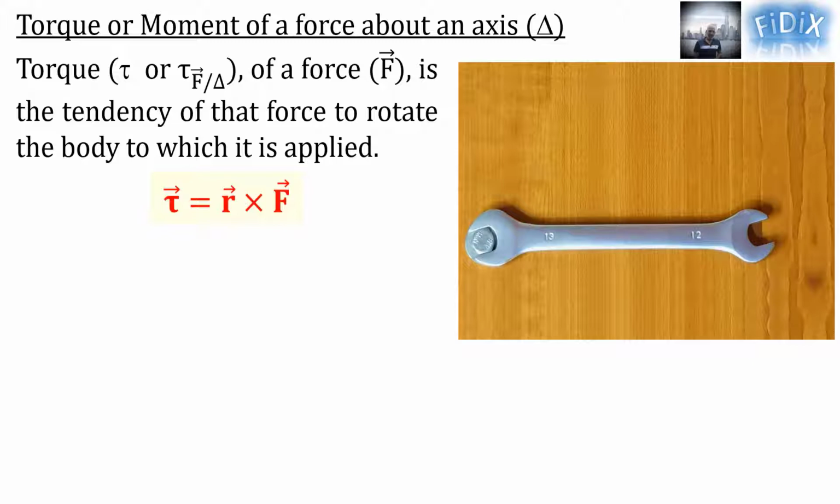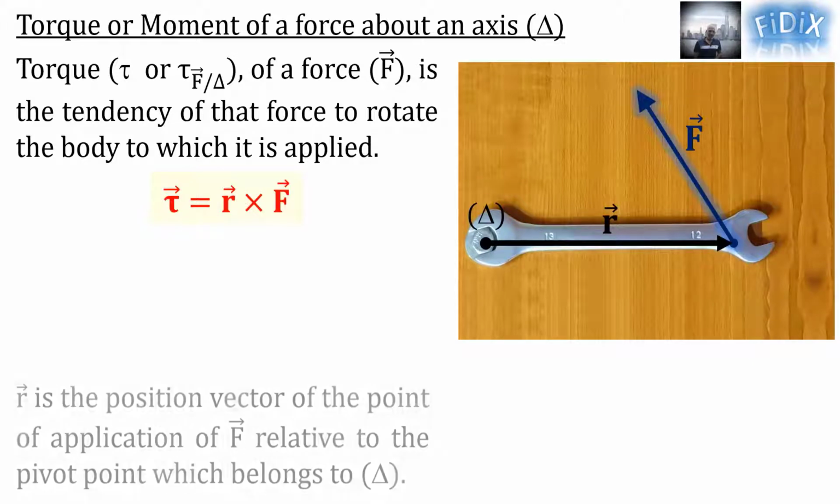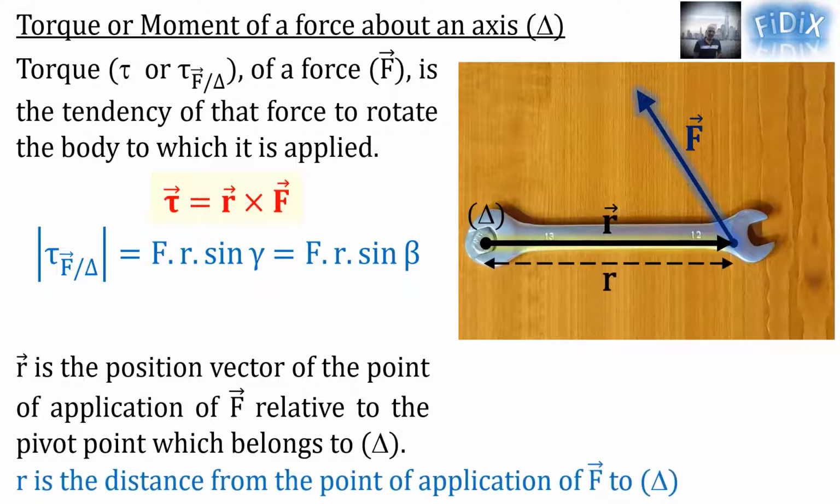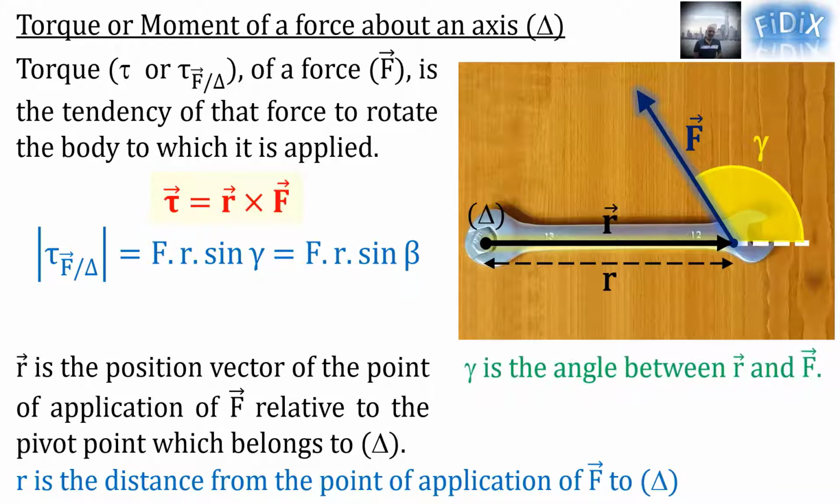It is equal to the cross product R cross F, where R is the position vector of the point of application of vector force F relative to the pivot point, which belongs to the axis of rotation delta, as we can see in the figure showing a wrench used to rotate a bolt. Its magnitude is given by the product of F, R, and sine gamma or sine beta, where R is the distance from the point of application of F to delta. Gamma is the angle between the two vectors R and F, and beta is the supplement of gamma.